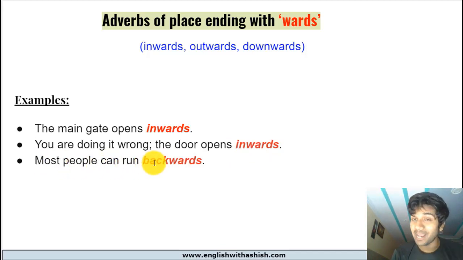Most people can run backwards. Most people can run where? Backwards. I can't look downwards. It's too high and I'll start feeling dizzy. I cannot look downwards. So these are words ending with wards.